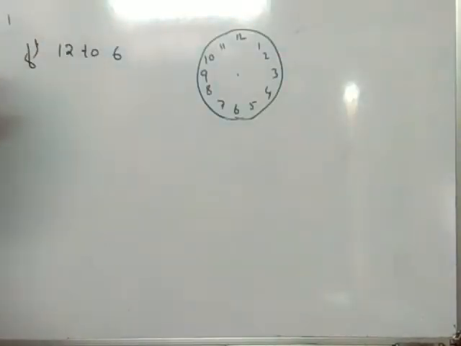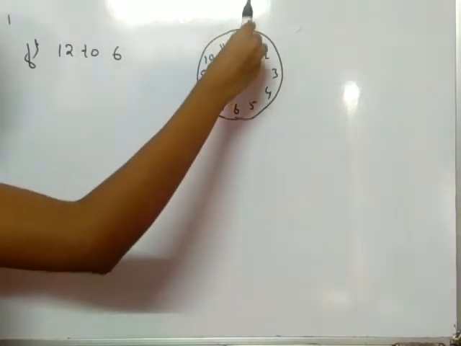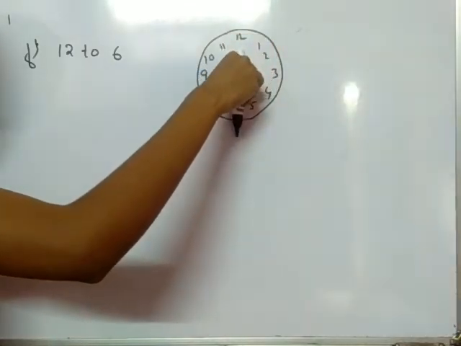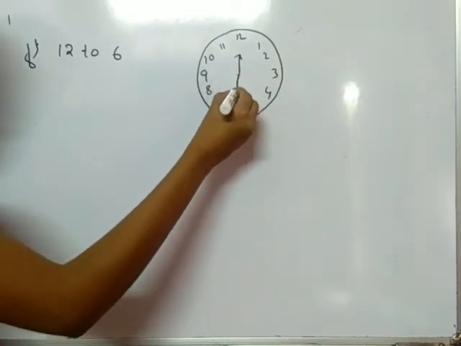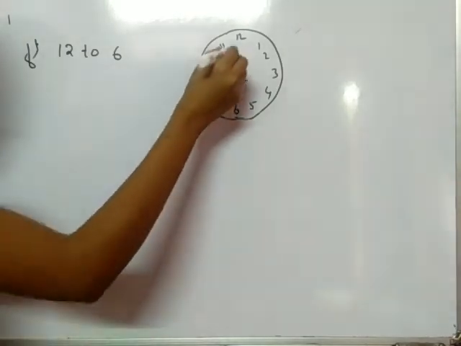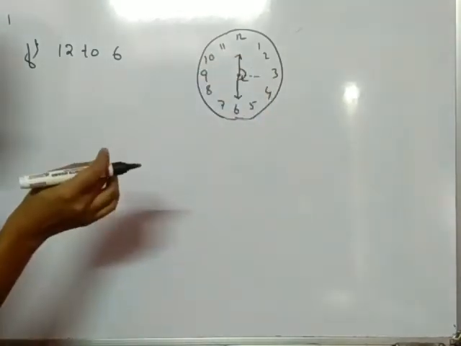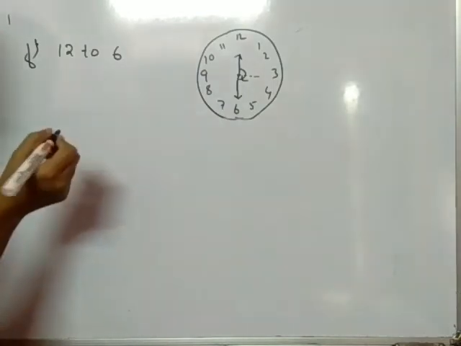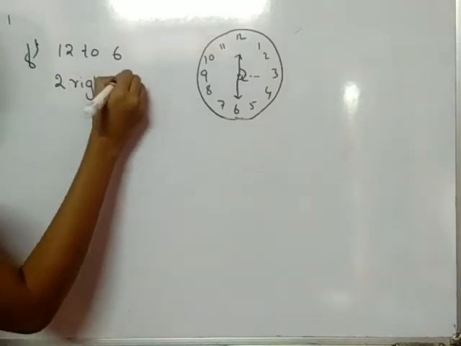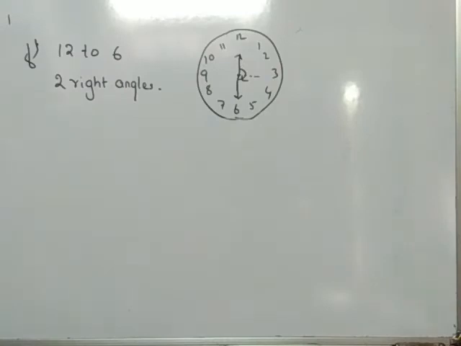F, that is 12 to 6. This is 12 and it rotated, as I told, in a clockwise direction and it is facing now towards the 6, that is here. In this direction it has moved, isn't it? So a straight angle can have two right angles, isn't it? One angle and two right angles. So how many right angles are formed there? Two right angles. This is the answer for F.